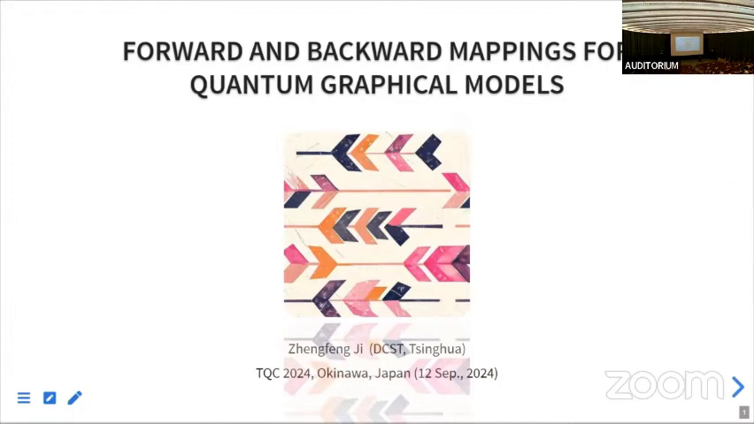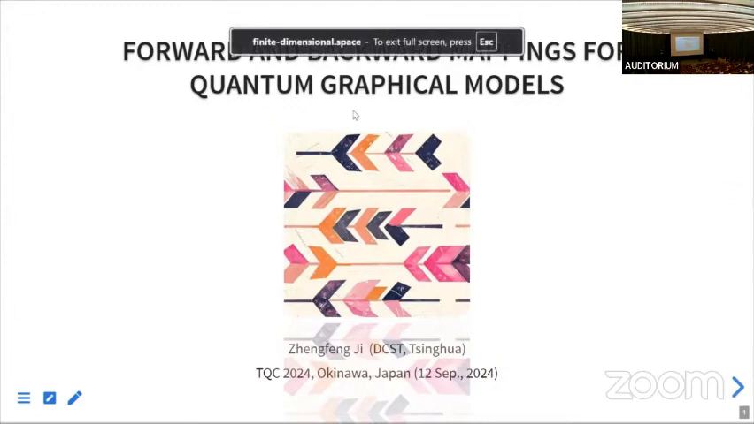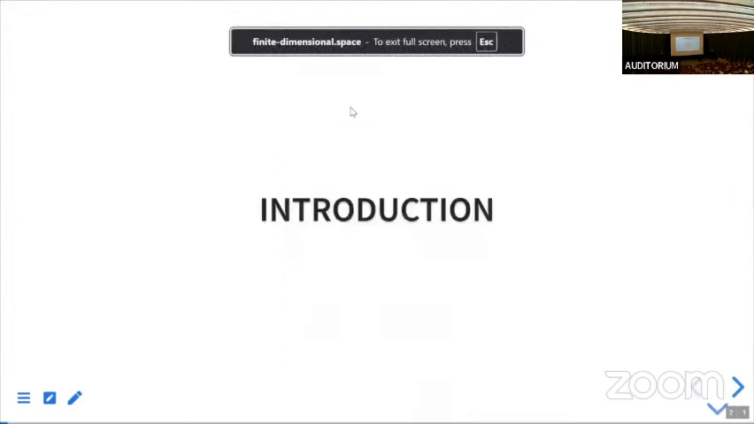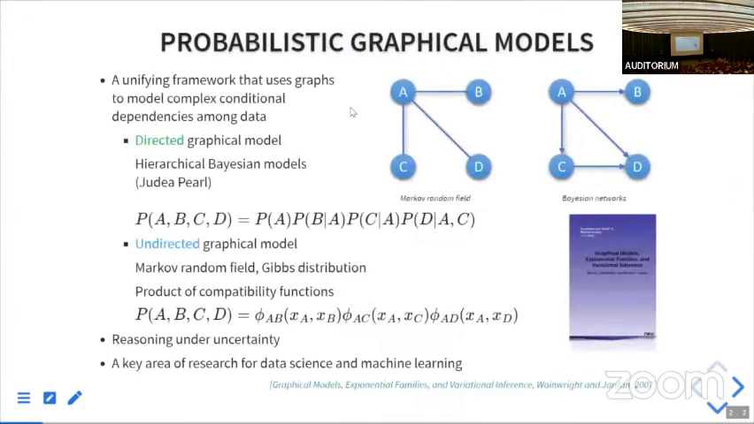Quantum graphical models is a fancy name. And before that, you have to understand what the classical models are, which are called probabilistic graphical models. And I guess you all have heard about them. They are unified frameworks for modeling complex conditional dependency among data. It's a very powerful tool. And there are two flavors. One is called directed graphical models.